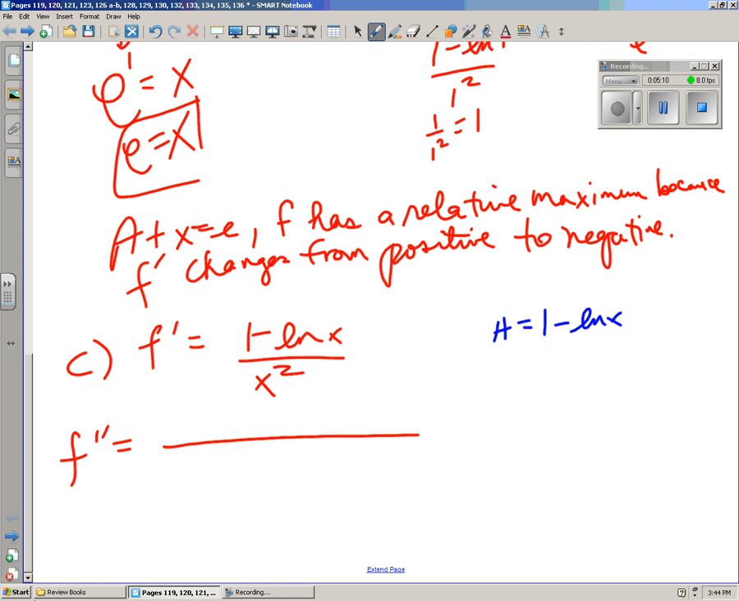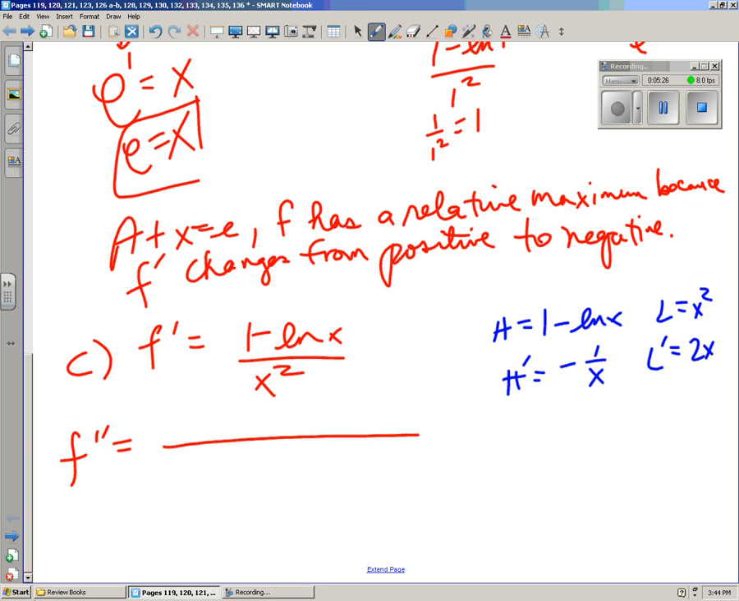The high function is 1 minus ln of x. The low function is x squared. The derivative of the high function, the derivative of 1 is 0. The derivative of negative ln of x is negative 1 over x. Derivative of low is 2x. So we can figure this out.